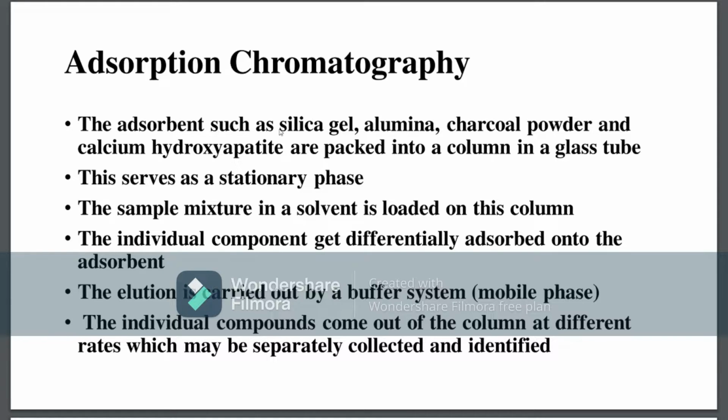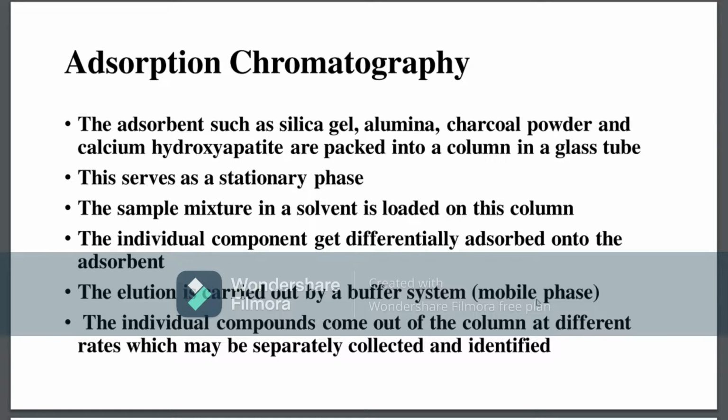Adsorbents such as silica gel, alumina, charcoal powder and calcium hydroxyapatite are packed into a column in a glass tube. This serves as the stationary phase. The sample mixture in a solvent is loaded on this column, so this acts as the mobile phase here. The individual components get differentially adsorbed onto the adsorbent. The elution is carried out by a buffer system.